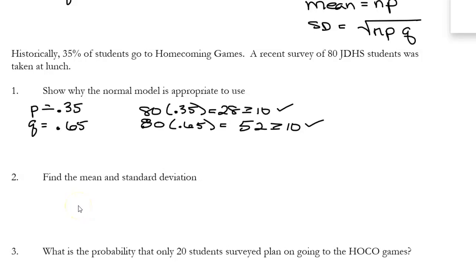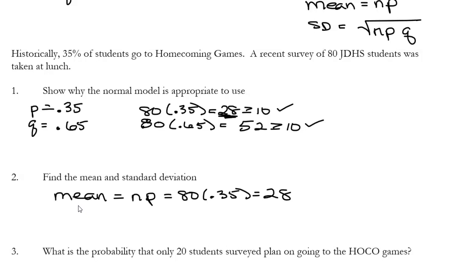Okay, so for the mean, the mean is going to be np, so it is 80 times 0.35. And you had actually already found it because the mean's right here. I didn't mention this, but you do have to show this. You do have to show how many successes and how many failures.